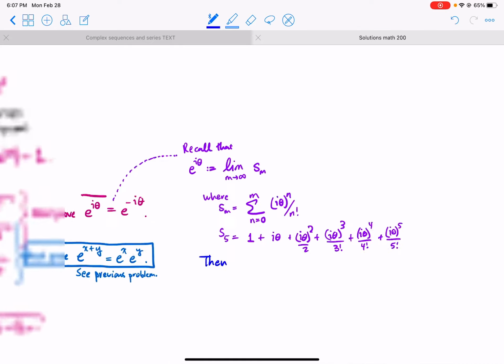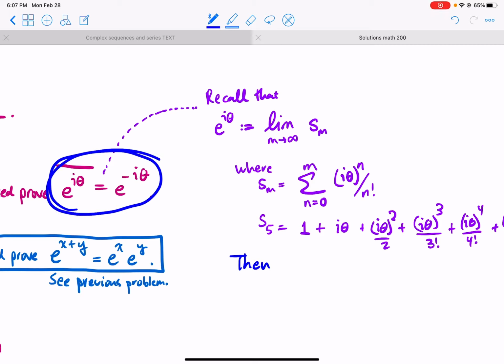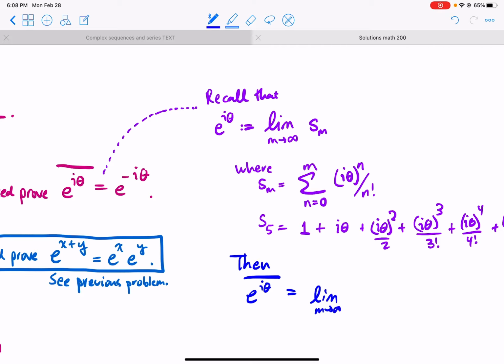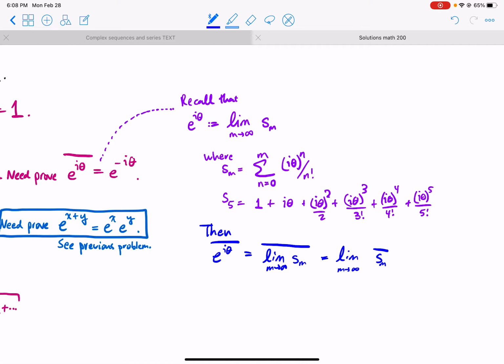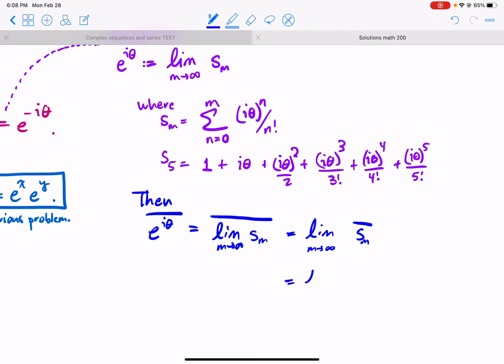Then, what are we trying to prove? We're trying to prove this. So e to the i theta bar is just the limit as m goes to infinity of the S sub m's bar, which is equal to the limit as m goes to infinity of the S sub m bars. And let's look at what that is. So first we should probably justify this, but we'll justify that in a second. First, let's just see what this is.